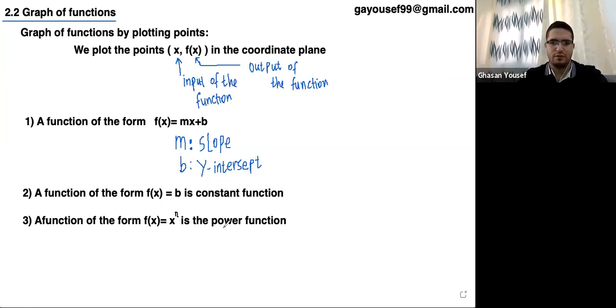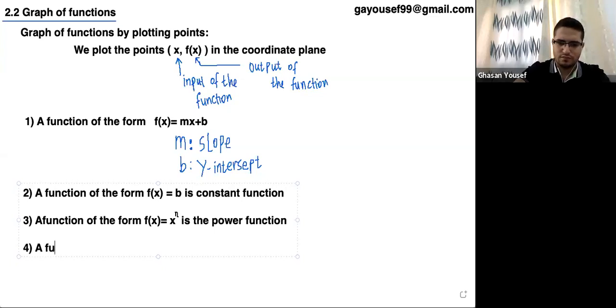I'll show you what is meant by the power function, like f of x equals x squared, or f of x equal x to the power 3, or f of x equal x to any positive power like x to the power 4. All this is called a power function. Also, I have a root function, number 4, of the form f of x equal x to the power 1/2 is the root function.